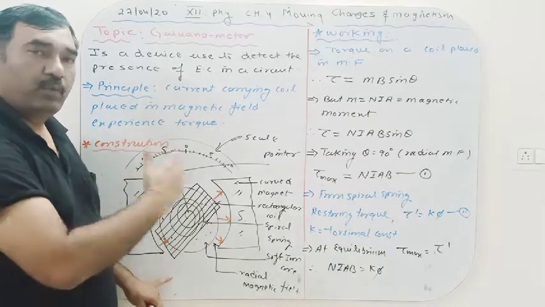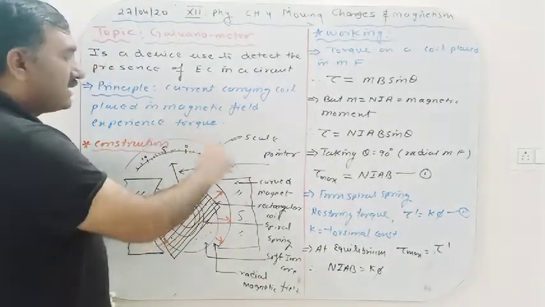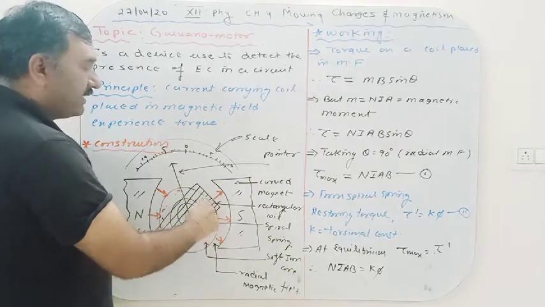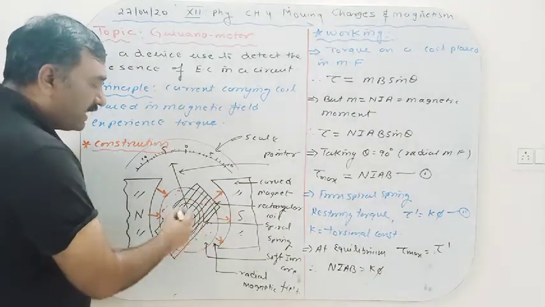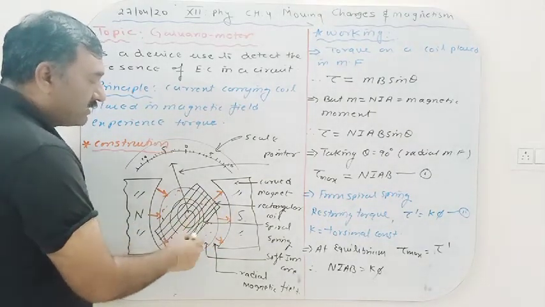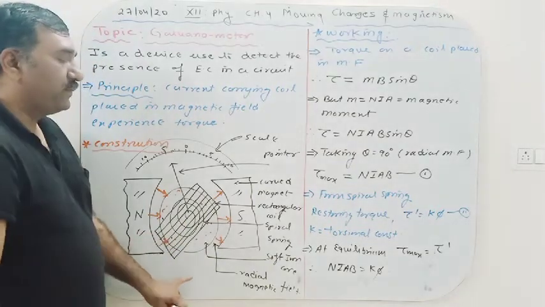Pivoted means it can move in both directions. Scale, pointer, curved magnet, rectangular coil. This is a spiral spring, soft iron cylindrical core, and the radial magnetic field.